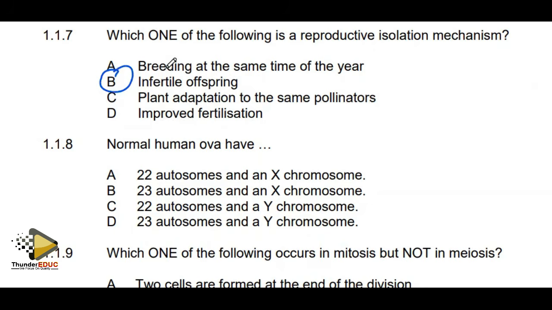Why? An example is, for example, a horse. You have a horse and then a donkey. When you cross the two, you've produced a male which cannot reproduce again. It is infertile. So it means that they are being separated. So the answer is B.